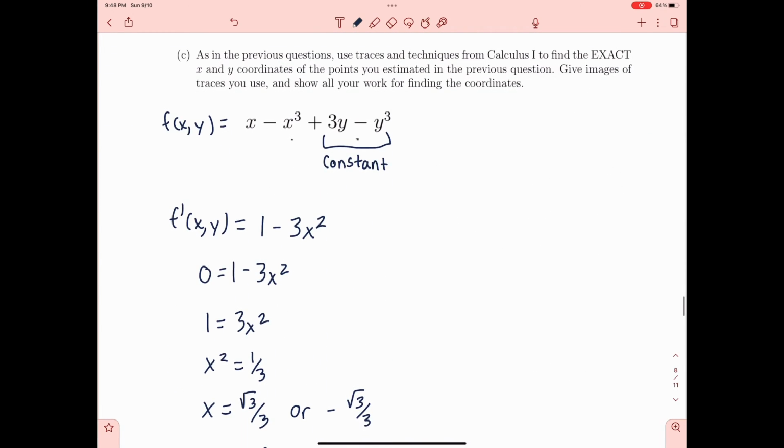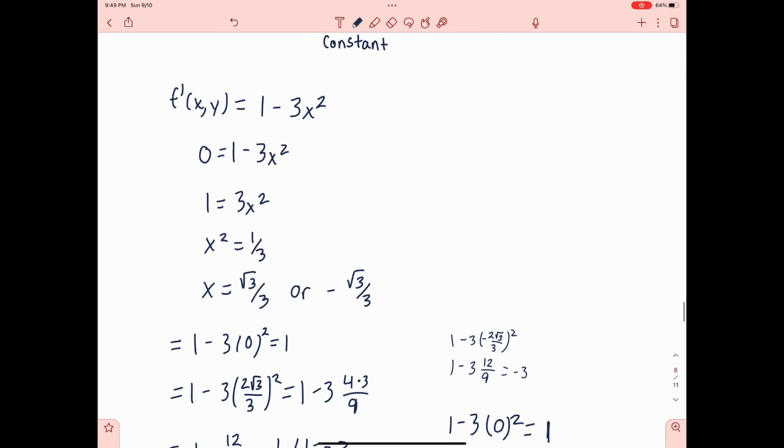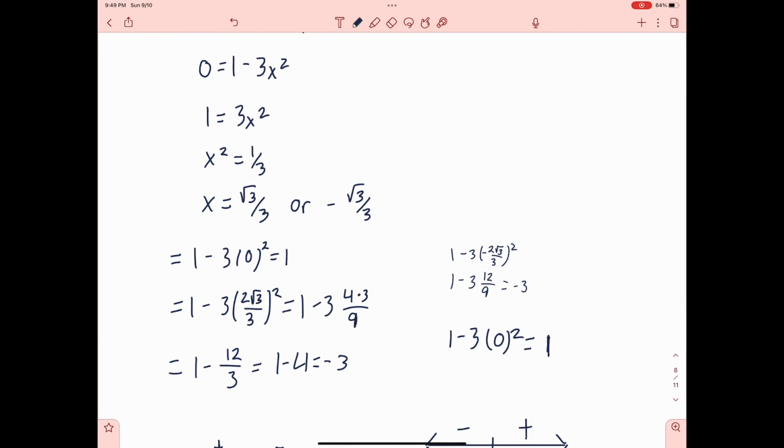So we have to take the derivative of the function holding y constant, and that gives us the derivative equals 1 minus 3x squared. We set that equal to 0, and we solve for x, and that gives us x is equal to negative root 3 over 3 or positive root 3 over 3. So the next step would be to plug in a value less than and greater than root 3 over 3. Plugging in our value less than, which is 0, gives us positive 1, and plugging in our value greater than, which is 2 root 3 over 3, gives us that it equals negative 3.